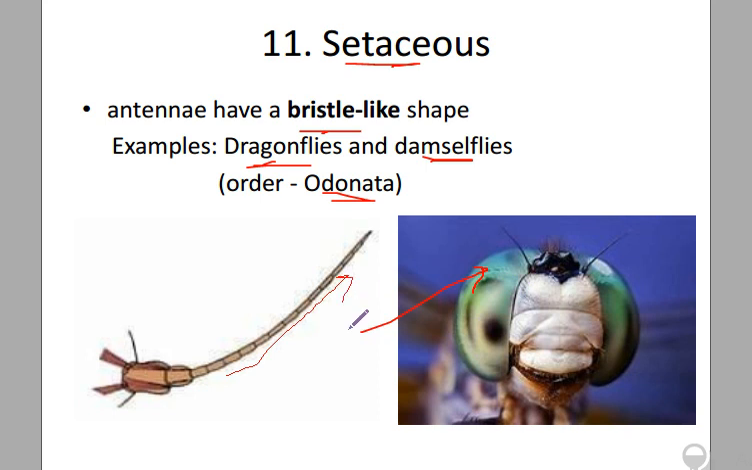So this is all about the various types of insect antennae modification and their characteristic features. So this is all. Thank you.